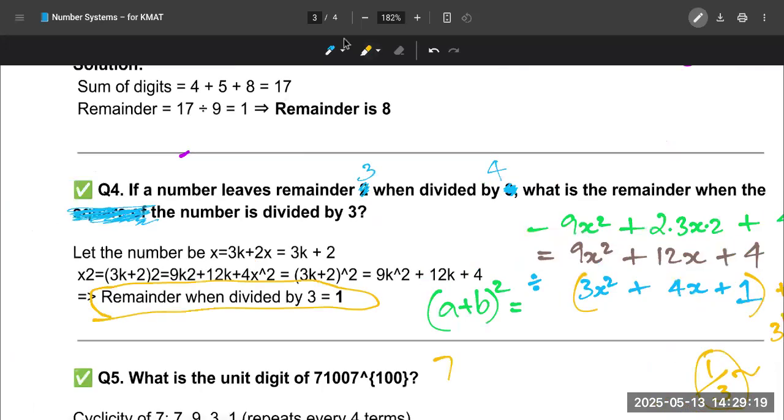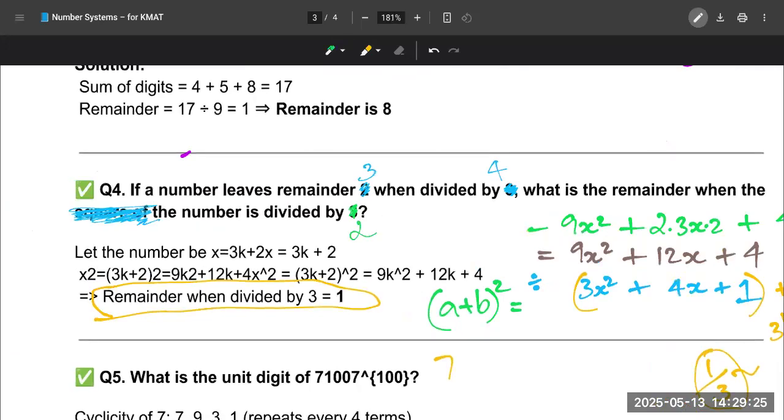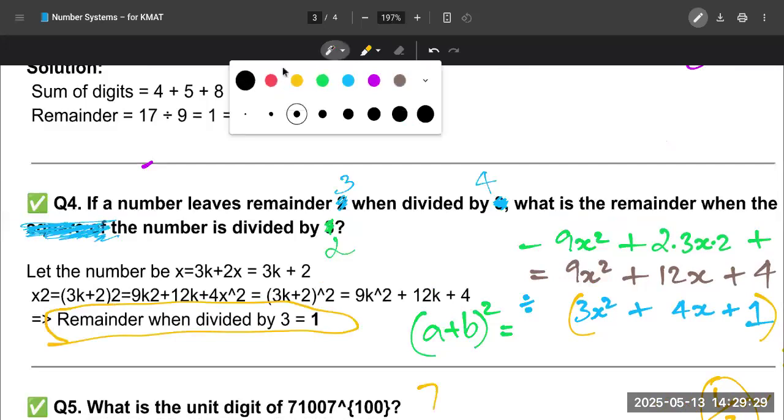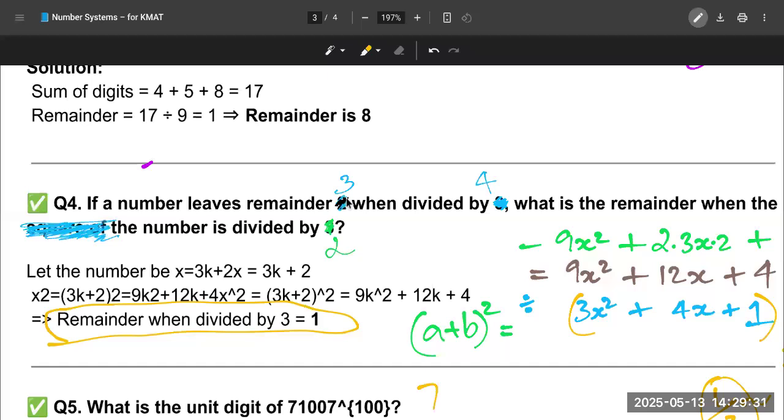What is the remainder when the number is divided by 2? Okay, that is a simple question. I'll repeat that. A number leaves remainder 3 when divided by 4. Find out the remainder if the number is divided by 2. I hope that's clear.